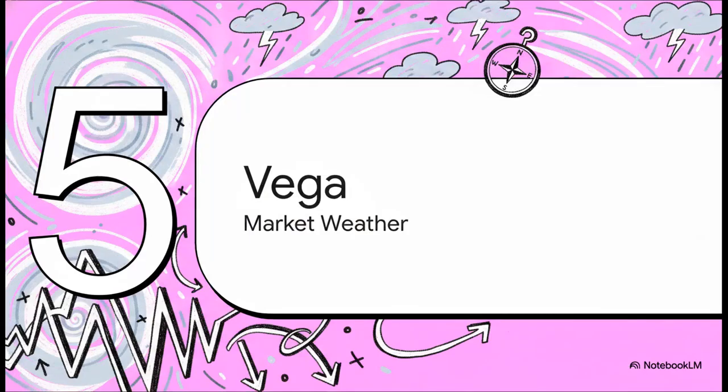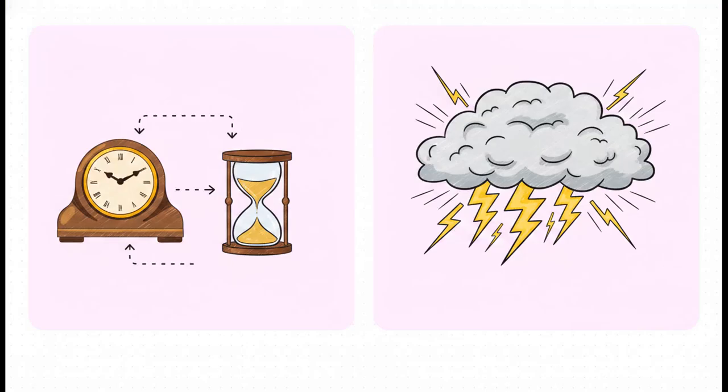Section 5. Vega. Forecasting market weather. Quick fun fact before we dive into this one. Vega isn't even a real letter in the Greek alphabet. I know, right? But it is absolutely essential for understanding the intense impact of market volatility. To predict this market weather, you have to separate what has mathematically already happened, that's historical volatility, basically looking in the rearview mirror, from implied volatility.